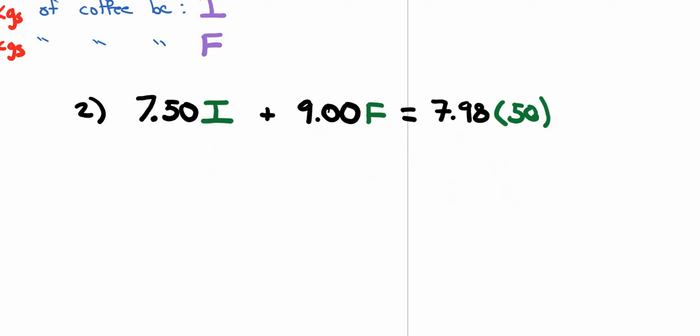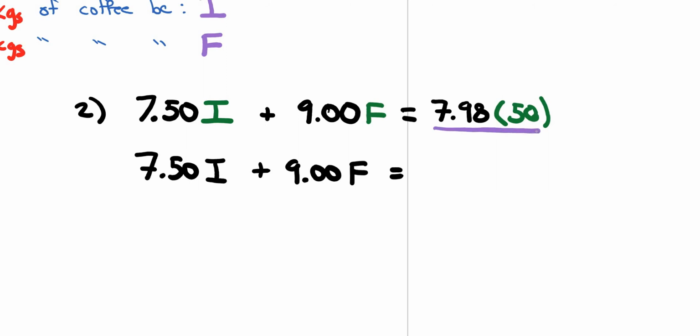Now, I would go ahead and just simplify this. This is 7.50I plus $9F. And I would just multiply these two numbers in your calculator, 7.98 times 50, and that's going to be 399. So that right there is your second equation.